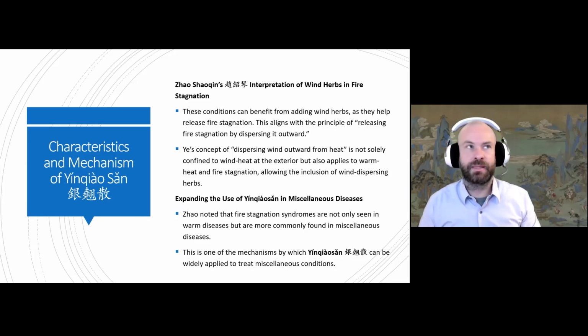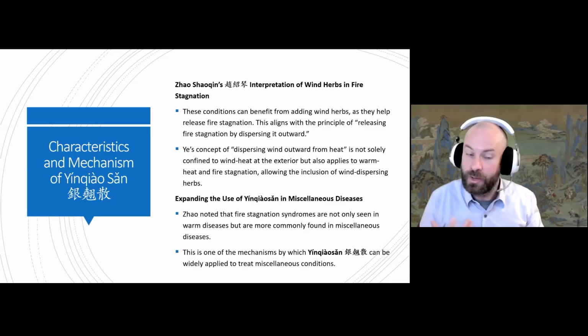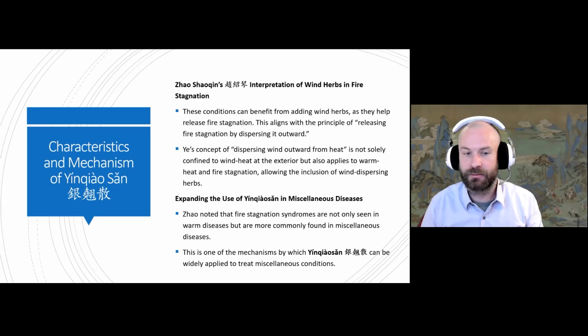So this is the way that people have in the past expanded the use of, for example, formulas like Wú Jutōng, Xiao Chai Hu Tong, or Xie Tongs. He's arguing that when there's this manifestation of stagnant wind heat, you can also look at employing Yinqiao Sǎn.